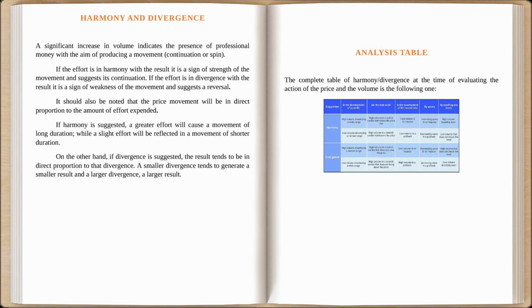Harmony and divergence. A significant increase in volume indicates the presence of professional money with the aim of producing a movement, continuation, or turn. If the effort is in harmony with the result, it is a sign of strength of the movement and suggests its continuation. If the effort is in divergence with the result, it is a sign of weakness of the movement and suggests a reversal.